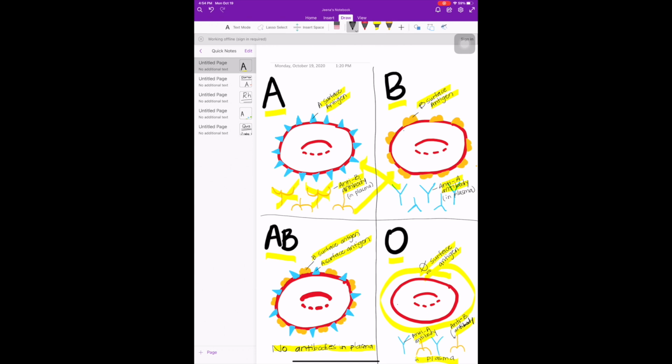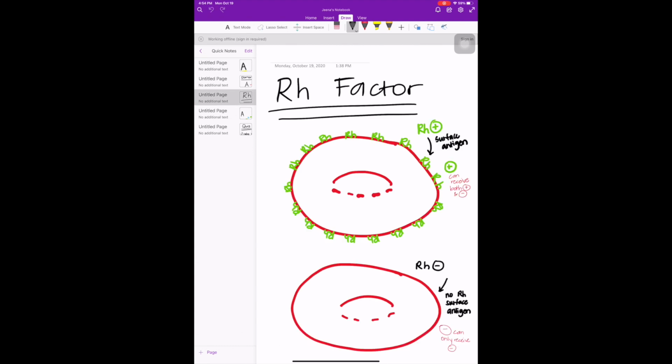antigens on the blood. Okay, but now let's get into Rh. The Rh factor is also another surface antigen, but if it's present, it means it's Rh positive, and if it's absent, it's Rh negative. So if you see here, the Rh on this blood type means it can receive both positive and negative Rh factor because the negative has no surface antigens.